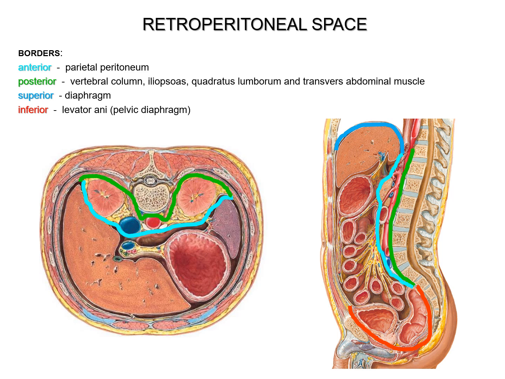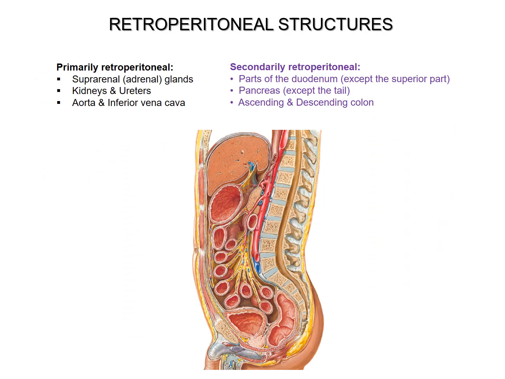Superior border forms the diaphragm. Inferior border forms the pelvic diaphragm or levator ani muscle. In the retroperitoneal space, we have primarily and secondarily retroperitoneal structures. Primary retroperitoneal structures are adrenal or suprarenal glands, kidneys and ureters, aorta, and inferior vena cava.